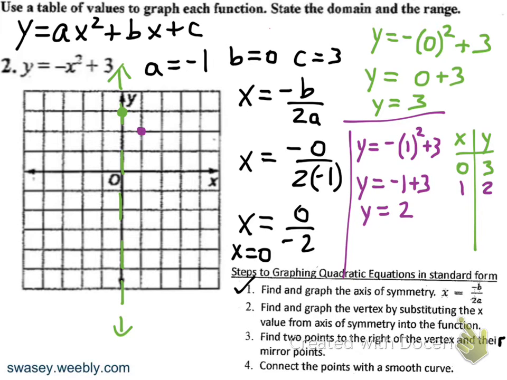Now let's pick another point to the right of the vertex. So x, we've already put 0, 1, now we'll put 2. So everywhere there's an x, we'll put 2, and then we'll simplify the equation. 2 squared, 2 times 2 is 4. The opposite of 4 is -4. -4 plus 3 is -1. So we have a point at 2, -1. From the origin, go to the right 2, down 1.